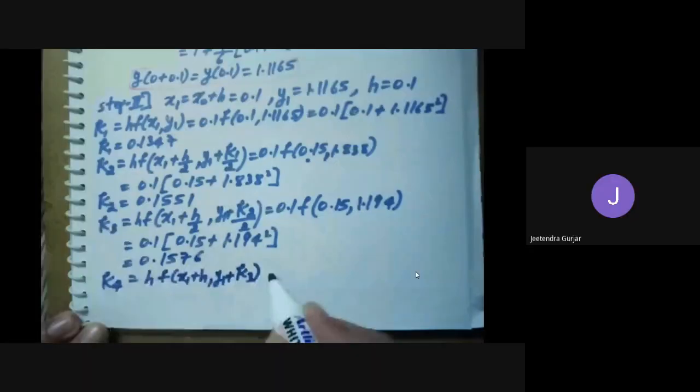Okay. So immediately we'll go for K4. K4 is equal to h, the formula f of x1 plus h, y1 plus k3. K3 is from the previous step. So h is 0.1, substitute 0.1, and then f of 0.2, 1.1576. Substitute the values, students. So we get here 0.1. X is 0.2, so substitute x. Y is 1.1576 square. So we substitute.